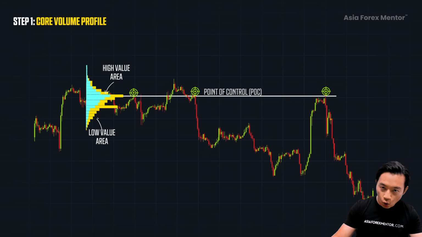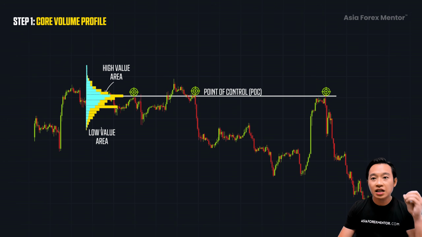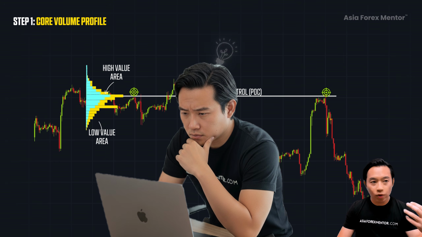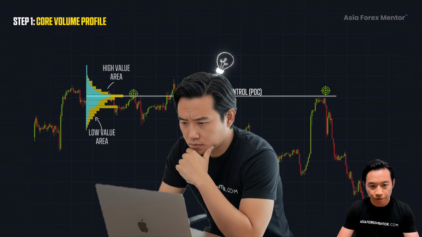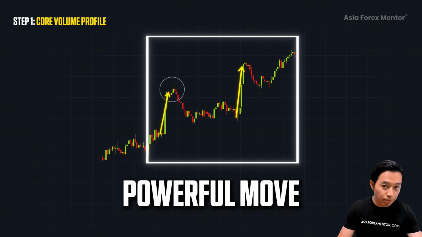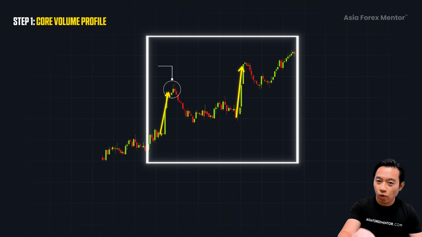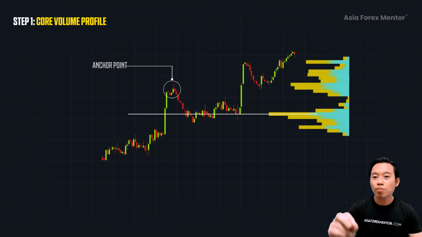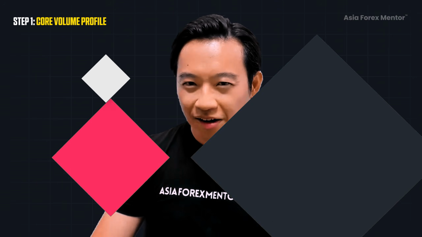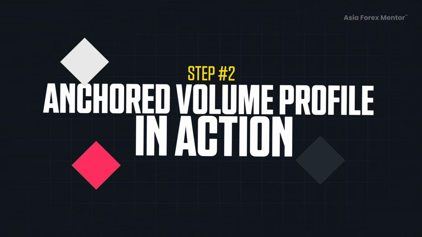And the POC, which is the point of control. And then you're going to start reading the market in a way that most traders never will. All right, so now every powerful move in the market has a starting point. So that's exactly where the anchored volume profile shines. So now this is your second step, anchored volume profile in action.